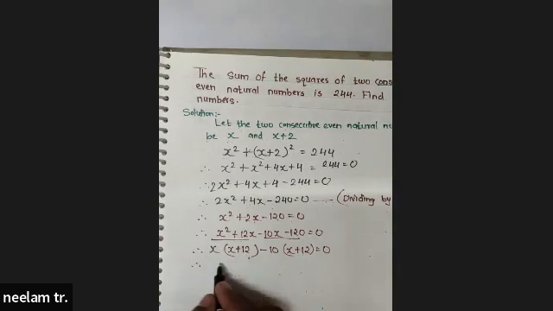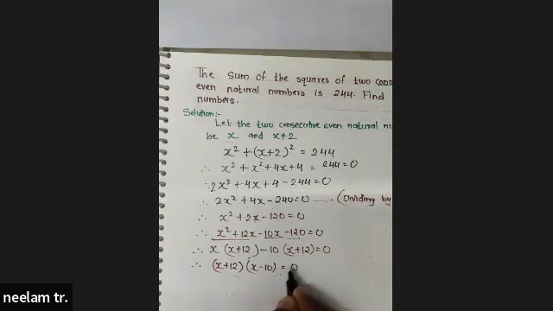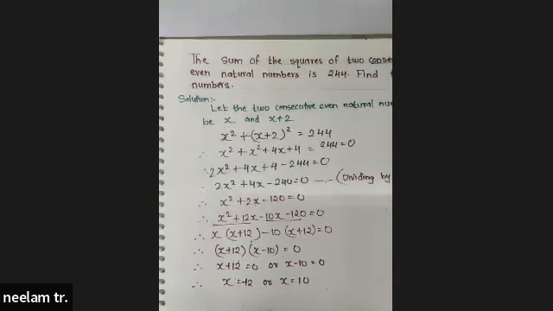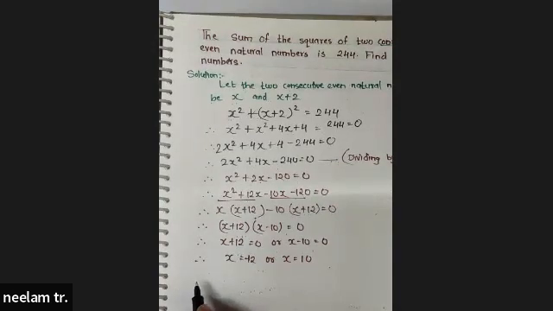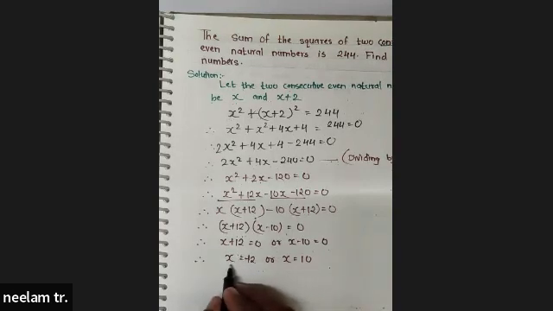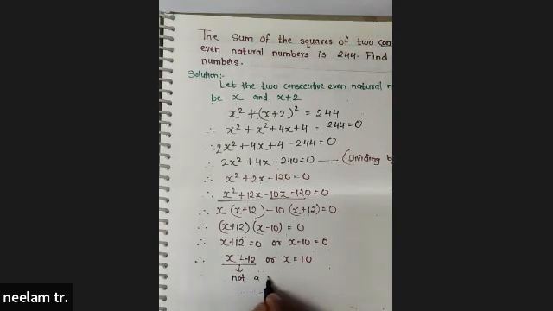Okay. Now x plus 12 times x minus 10 is equal to 0. So x plus 12 is equal to 0, or x minus 10 is equal to 0. So x is equal to minus 12 or x is equal to 10. So what is given? Find the numbers. A negative number will never be, a negative number is not a natural number.